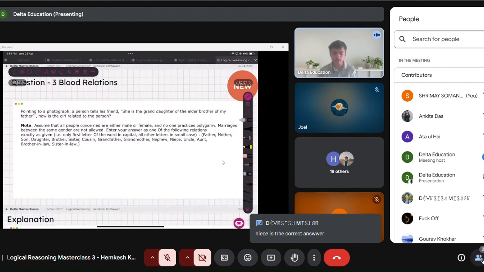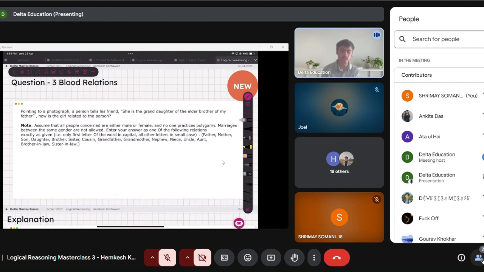So what the question is saying is that a person tells his friend that she is the granddaughter of the elder brother of my father. How is the girl related to the person? First of all, in this type of question, you need to go from back to front. So the elder brother of my father would be my chacha, my uncle, and she is the granddaughter of my uncle. So she would be my niece. So she and I are related as niece. So niece is the correct answer.